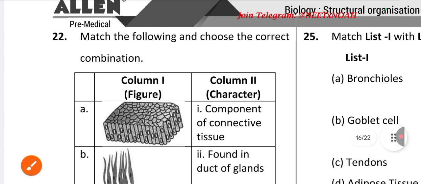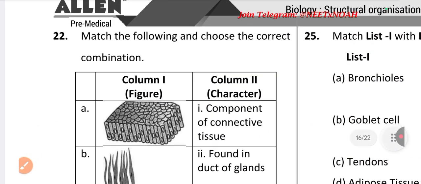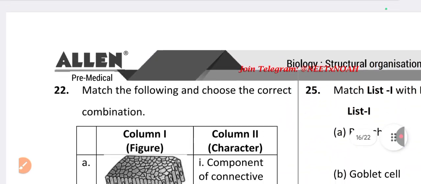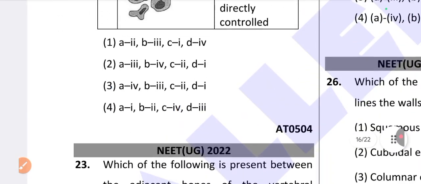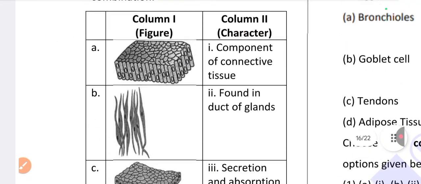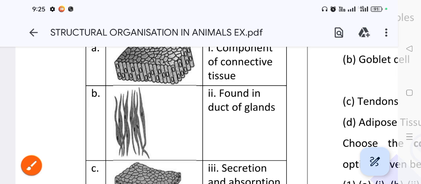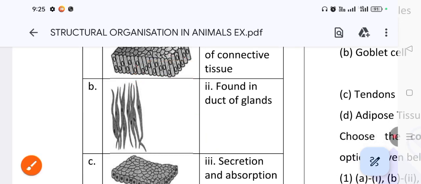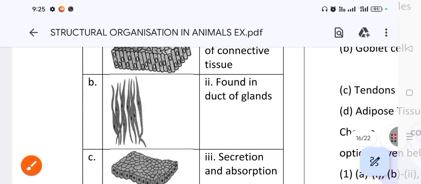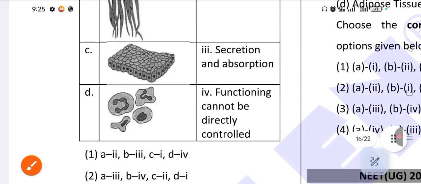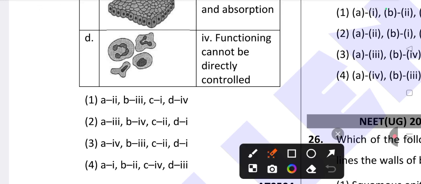Next 22nd question is match the following. So it is also match the following question. We will see. So options are given here. So we will be able to see this first one cuboidal epithelium. The function is secretion and absorption. So sorry, not cuboidal, it is columnar epithelium. So A is option number 3. Therefore, option 2 is the correct answer.